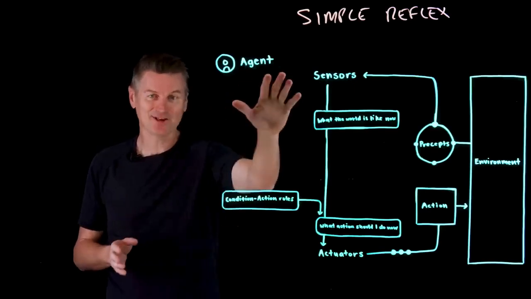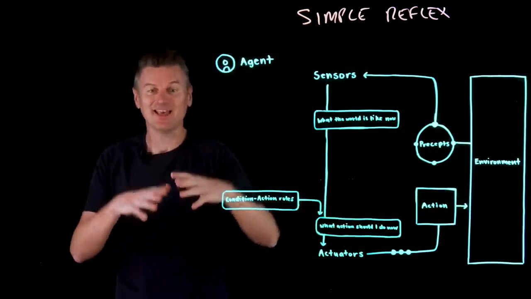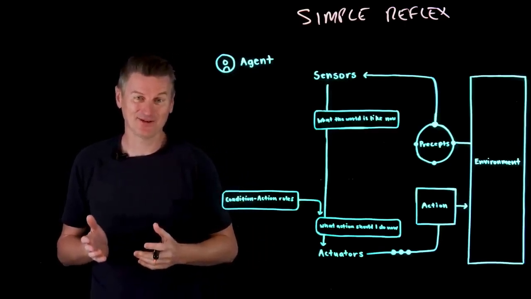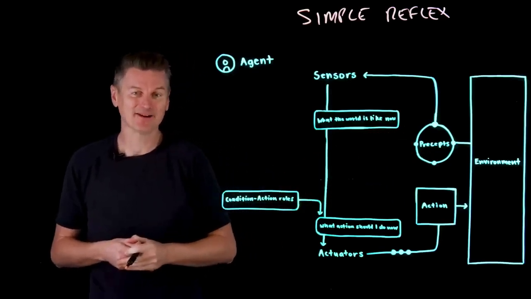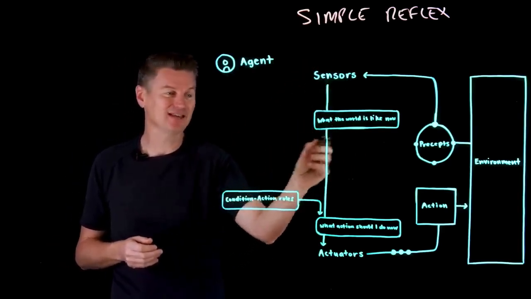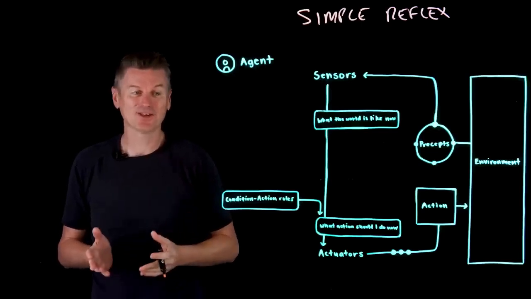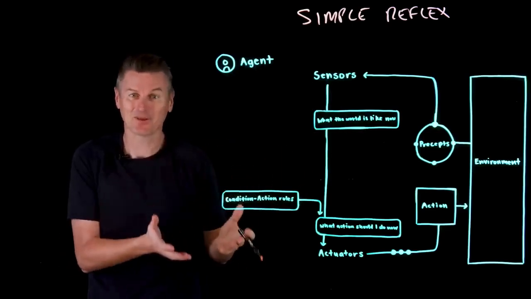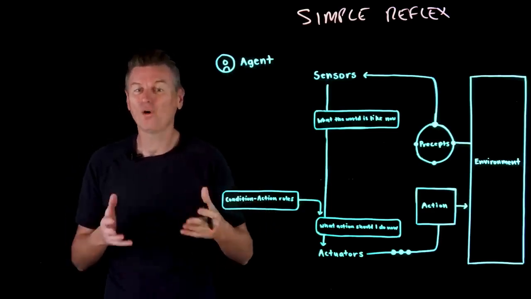We've got our agent here. Now, the environment over here, that's the external world that the agent is embedded into and it reacts to. Then we've got percepts. These are the perceived input from the environment as measured through sensors. Then these sensors feed the percepts into the internal logic of the agent, which gives us a representation of what the world is like now.